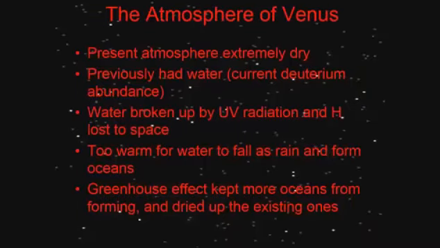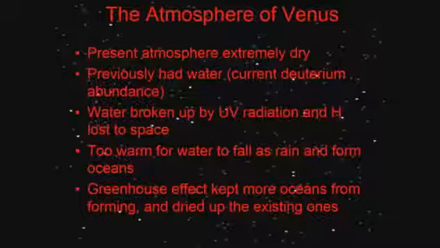And we found out that the present atmosphere is extremely dry, that it probably had a lot of water in it in the distant past, based on looking at water isotope abundances like deuterium. The water was broken up by ultraviolet radiation, and hydrogen was probably lost to space. So UV radiation went into Venus's atmosphere, broke up the water molecules through hydrolysis, and the hydrogen and the oxygen went their separate ways, and the hydrogen boiled off into space.